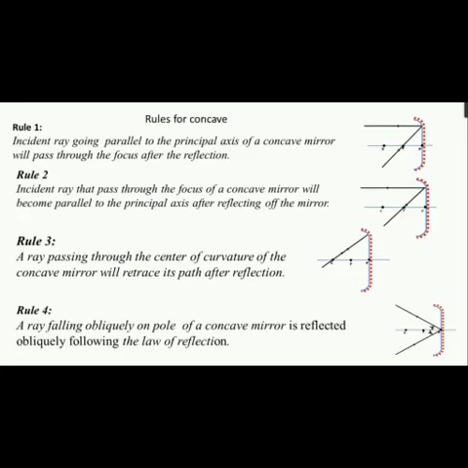So these are all the rules together. So the first one is a ray going parallel will pass through the focus. Second one is a ray passing through the focus will become parallel. Third one, a ray going through the center of curvature retraces its path, because this is the case of normal incidence. And rule number 4, a ray going to the pole obliquely gets reflected obliquely following the laws of reflection.